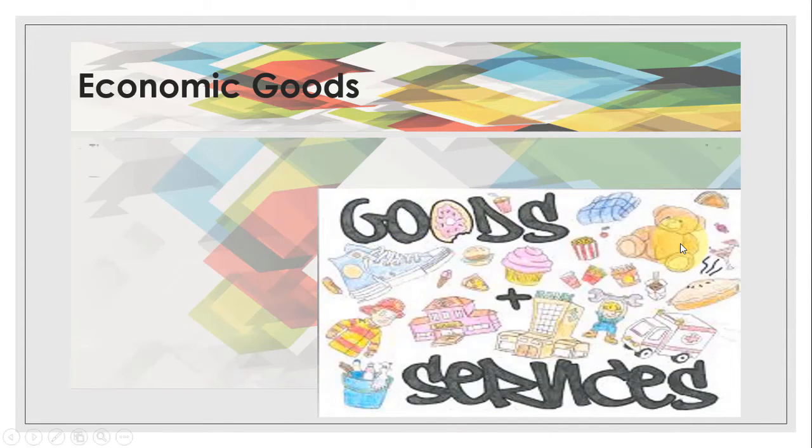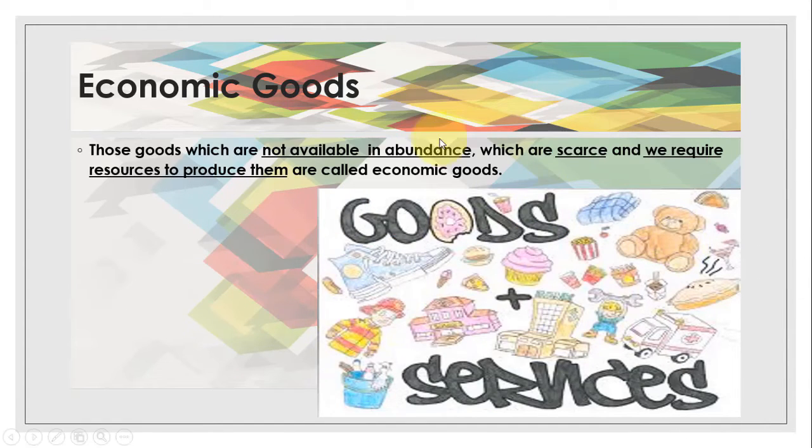Okay, economic goods. Economic goods are totally the opposite of free goods. How do we define them? We say those goods which are not available in abundance, which are scarce, and we require resources to produce them, are called economic goods. If you observe carefully, all the goods and services we buy are basically economic goods. Another way we can say it is that all those goods which we use in everyday life are basically economic goods.